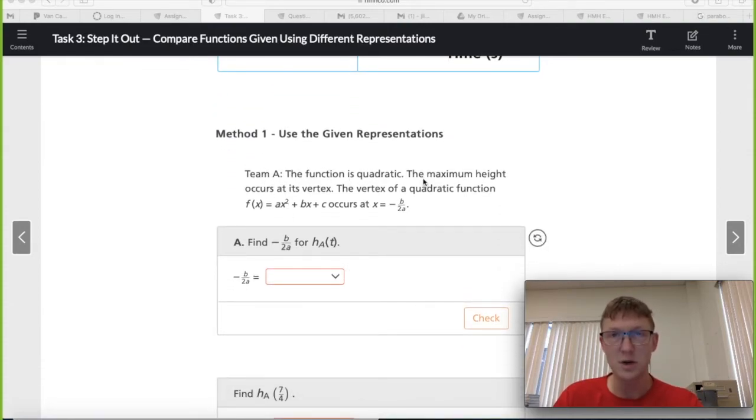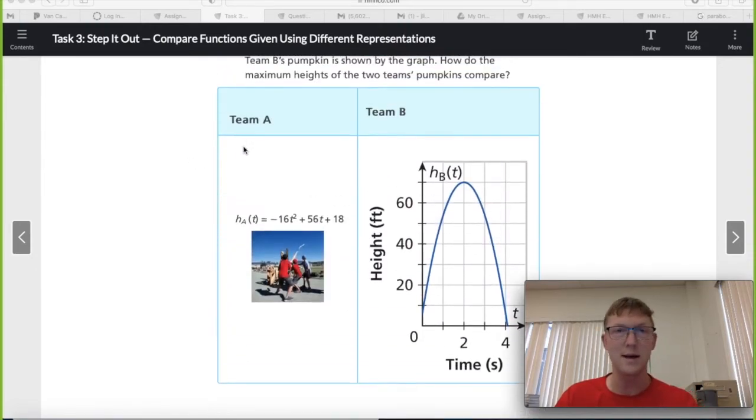The function is quadratic. The maximum height occurs at its vertex. The vertex of a quadratic function occurs at x equals -b over 2a. I actually wrote that down in my notes over here because I knew that was coming and I always forget that formula. So find -b over 2a.